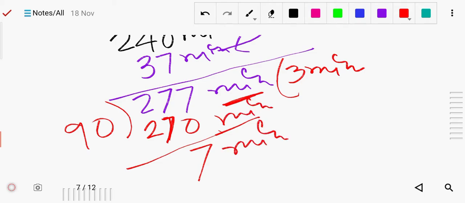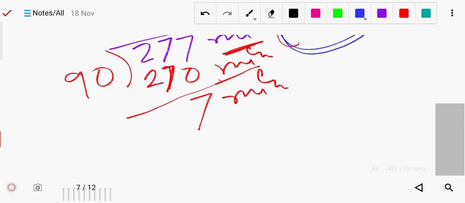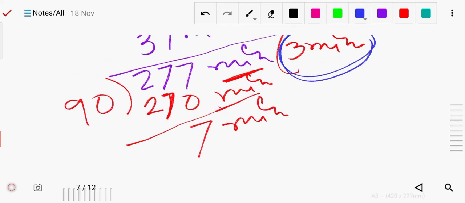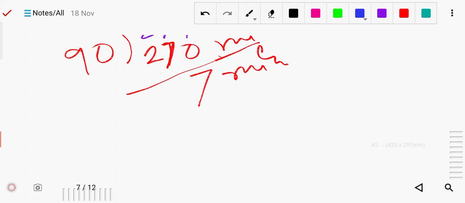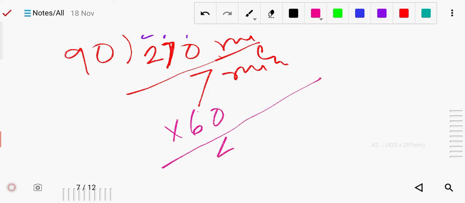Now again you have to round it, whatever the question you are getting, round it. Now 7 minutes is left, which means we are not able to divide. So now what will we do? Again we will change this one. We will multiply by 60. So now it will be 420, and this 420 is your seconds.